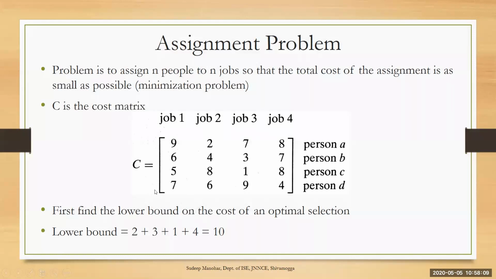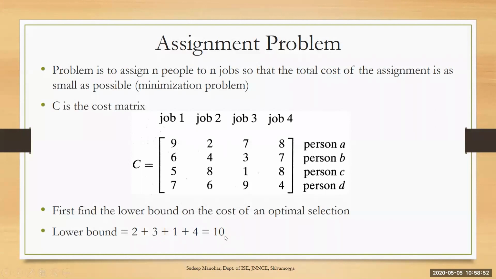Now, since it is a minimization problem, the first thing is we have to identify the lower bound for this problem. So how to identify the lower bound? In each row, see which is the minimum cost job. Person A, 2 is the minimum cost here, and in the next row it is 3. Person B can do it at a cost 3, person C's cost is 1, and person D's minimum cost is 4. That is 2, 3, 1, 4. So the lower bound is 2 plus 3 plus 1 plus 4 is equal to 10.